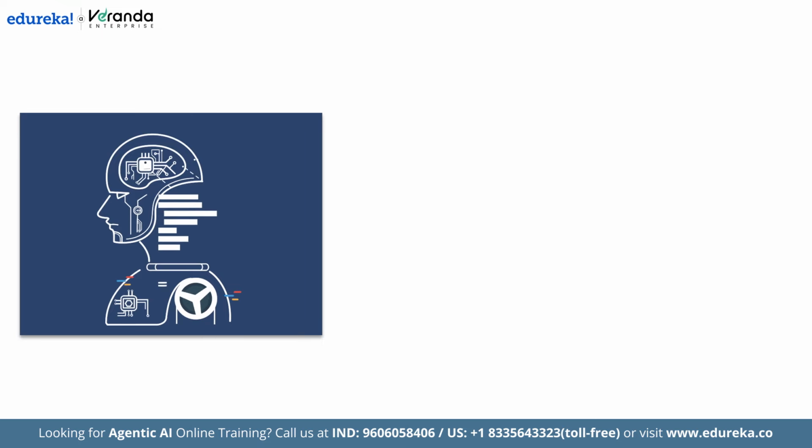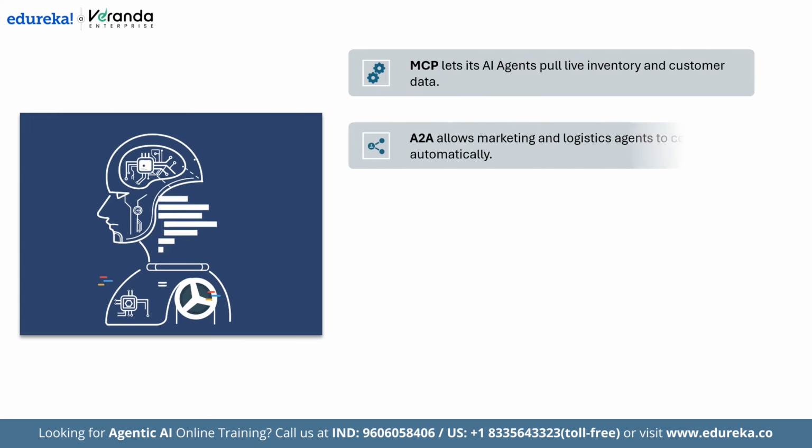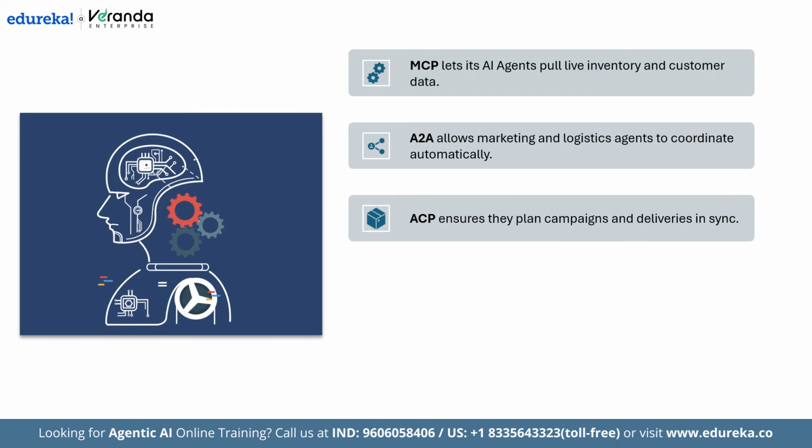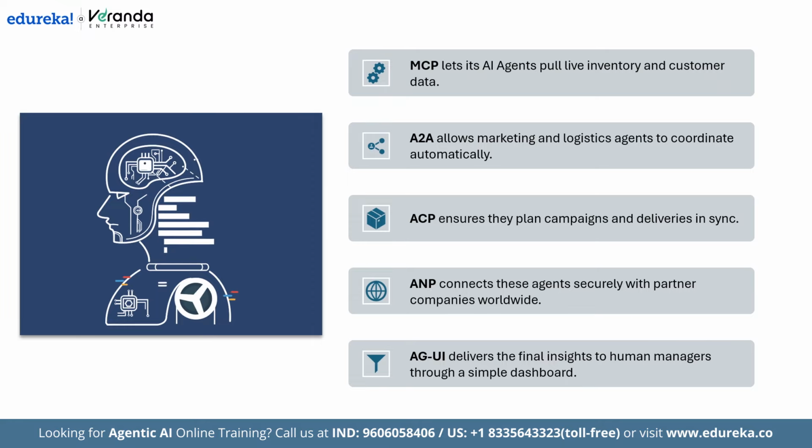Now, let's see how all of these work together in one real-world scenario. Imagine a global e-commerce company. MCP lets its AI agent pull live inventory and customer data. A2A allows marketing and logistics agents to coordinate automatically. ACP ensures they plan campaigns and deliveries in sync. ANP connects these agents securely with partner companies worldwide. And finally, AGUI delivers the final insights to human managers through a simple dashboard. All these protocols together form a digital nervous system where every agent and every human stays connected and informed.